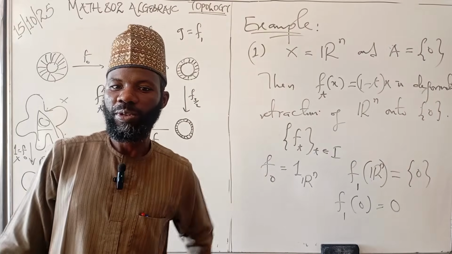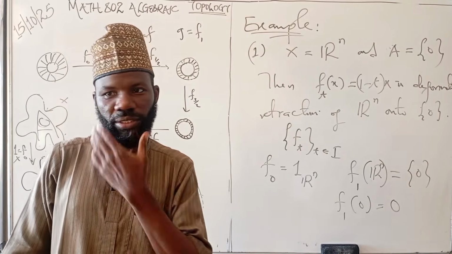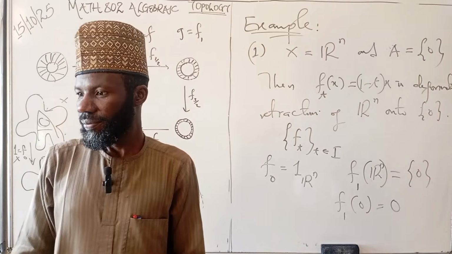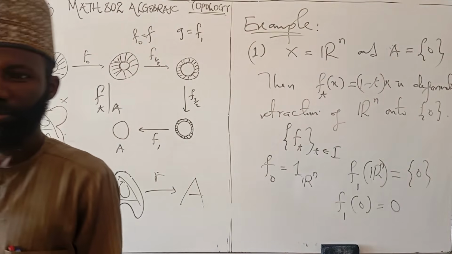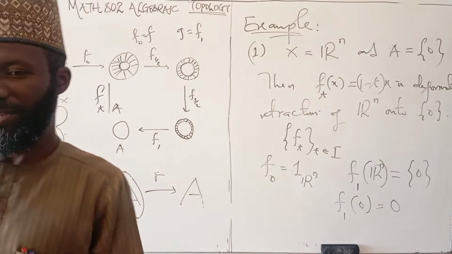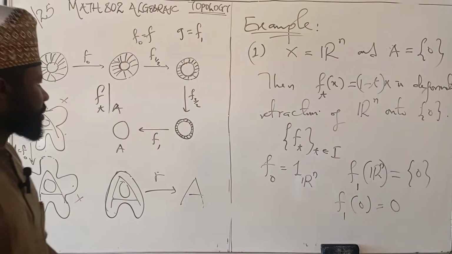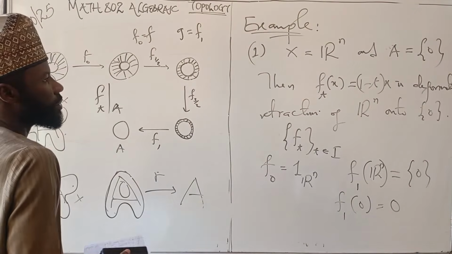The two are not homeomorphic. The real line, is it homeomorphic to just a single point? No, it's not. Why? The dimension is not the same. This one is n-dimensional, n bigger than or equal to 1, and this one is 0 dimension. So they are not homeomorphic.